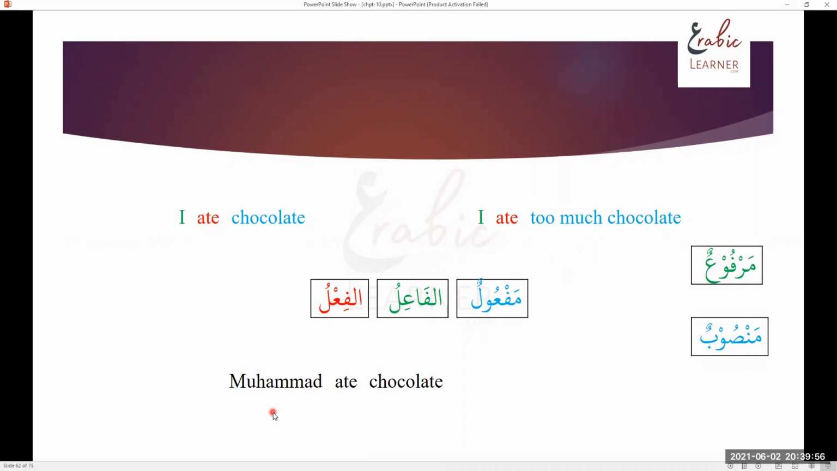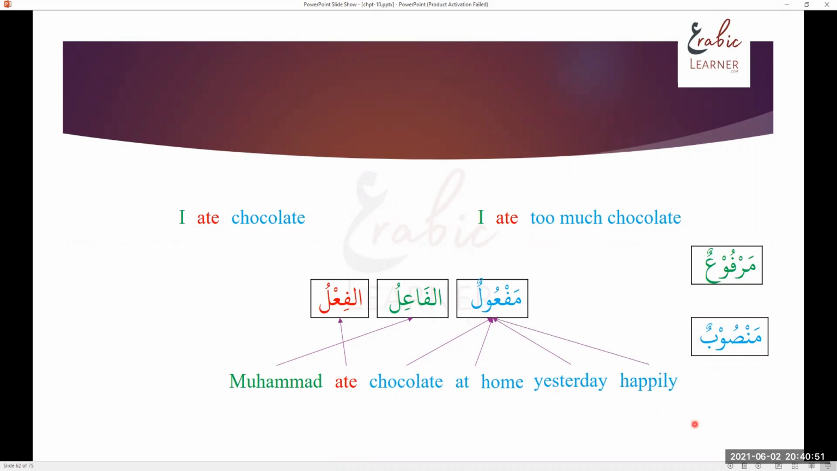Now here again, Muhammad ate chocolate. So ate is again fi'l. Muhammad is fa'il, and chocolate is maf'ul. If I want to say Muhammad ate chocolate at home, what is this at home again? This is again maf'ul. Muhammad ate chocolate at home yesterday. What is this, yesterday? This is again maf'ul. All extra information. Muhammad ate chocolate at home yesterday happily. What is this again? This is also maf'ul.